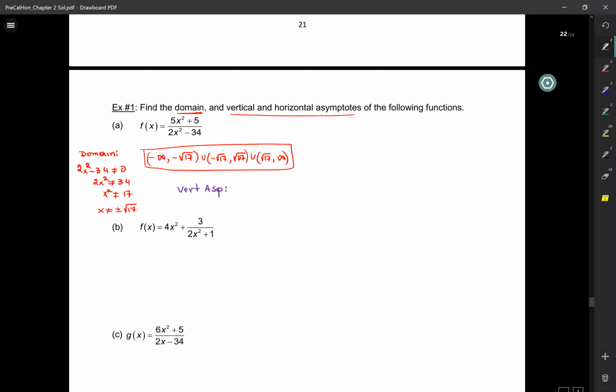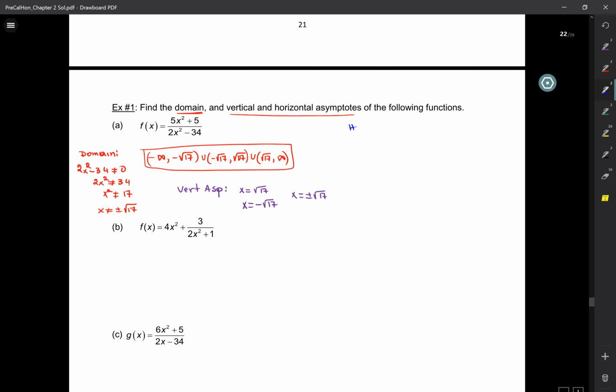Well, these are where the denominator equals 0. So it's going to be x is equal to root 17, x is equal to negative root 17. You can also write this in more concise form as x is equal to plus or minus root 17. But if you don't have the x equals to, then it's not an equation, so it can't be completely correct.